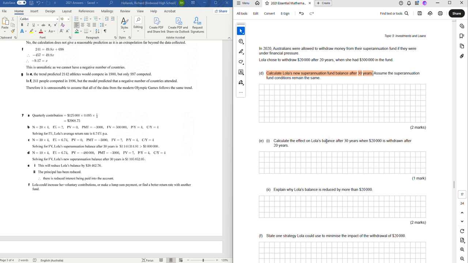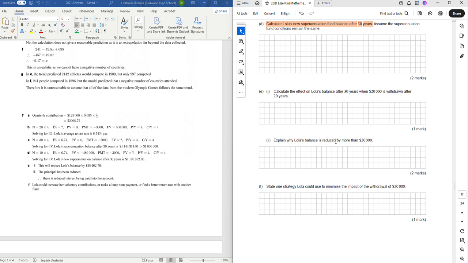Calculate the effect on Lola's balance after 30 years when $20,000 is withdrawn after 20 years. What that is asking you is, if she had left it as per usual, which is here, what's the difference between these two? That gives us 38,000. Explain why Lola's balance is reduced by more than 20,000. The principal has been reduced, therefore there is a reduced amount of interest being paid onto Lola's account.